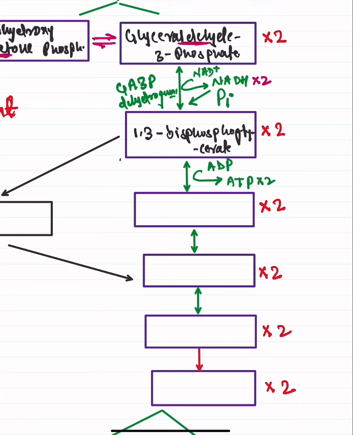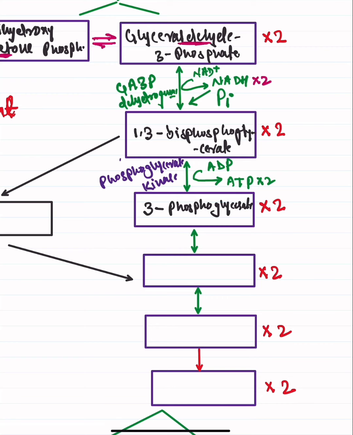That means phosphate will get removed. So the name of the next molecule should be 3-phosphoglycerate. And what should be the name of the enzyme here? The name is phosphoglycerate kinase. Right. So we will get 2 ATP here.